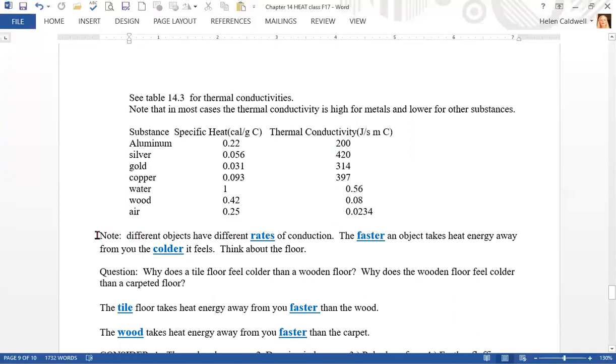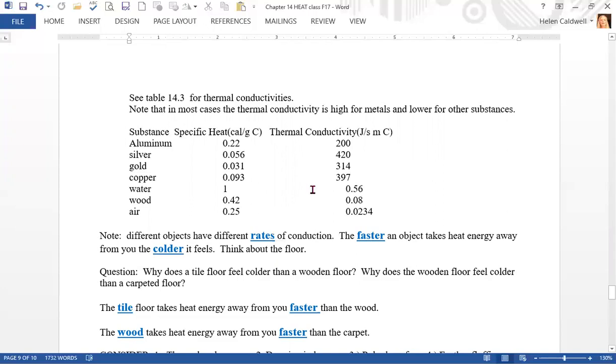So different objects have different rates of conduction. The faster an object takes heat energy away from you, the colder it's going to feel. All right, the faster it removes energy, the colder it's going to feel. When you touch a piece of metal, it almost always feels cool to the touch, at least right away, unless it's on the stove, obviously. But if you had a metal bar on the tabletop and a wooden pencil and a cotton scarf, they would all feel different temperature-wise to your hand. The metal bar would always feel colder.